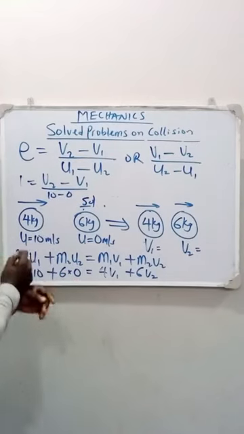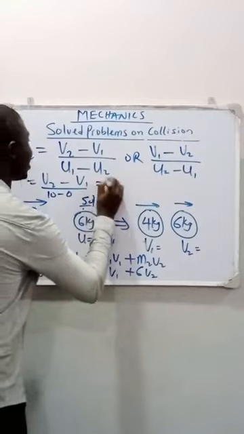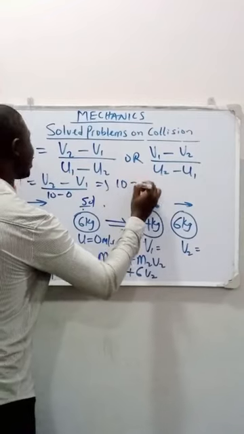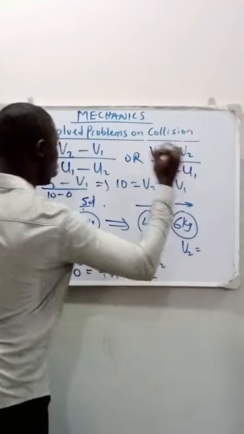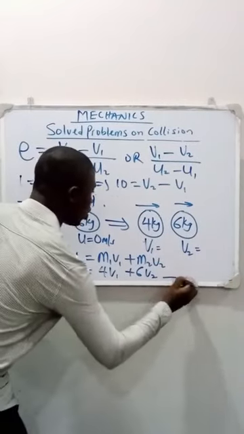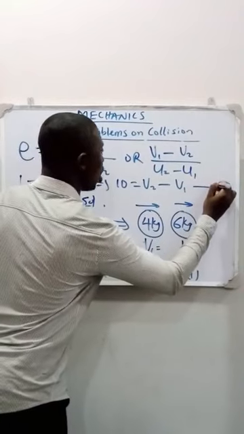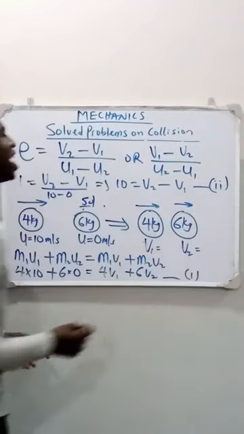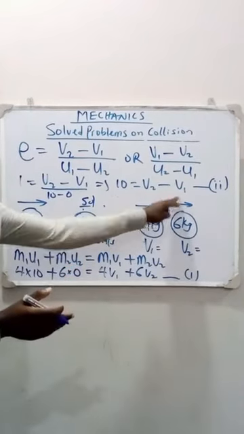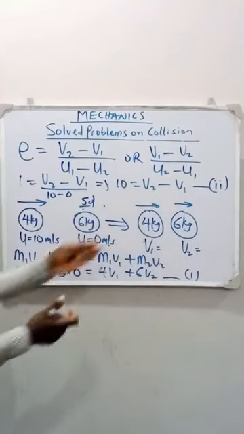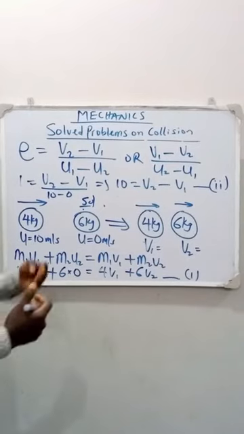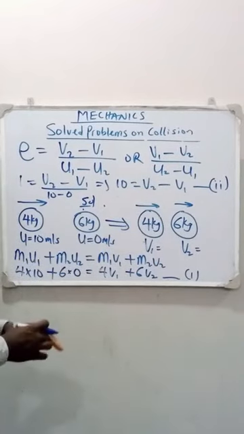10 minus 0. So if I multiply, I will notice that 10 times 1 gives us 10 equals v2 minus v1. The whole of this, I can call this equation 1. This I can call equation 2. I can now solve equations 1 and 2 simultaneously in order for me to get their final speeds, that is the v1 and v2 of these colliding bodies, the final speeds of the colliding bodies.